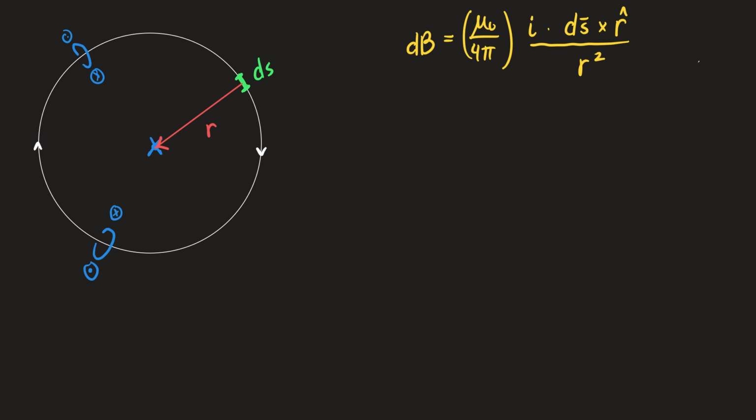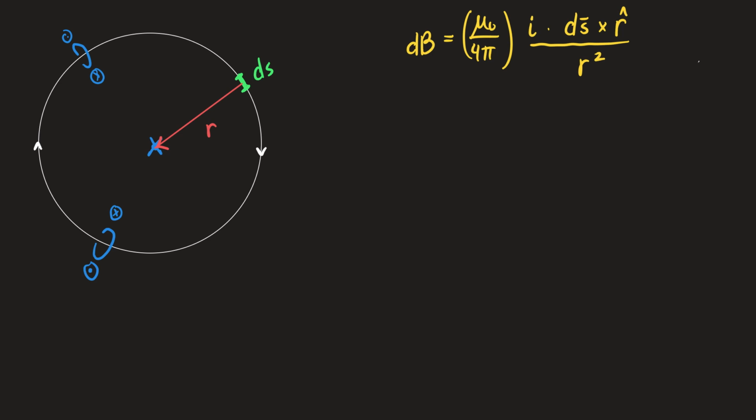And the first thing I'm going to notice before we go any further is that when I compare every possible ds to every possible r, ds and r are perpendicular to each other everywhere in the circle. ds is an arc length. It's going to have a direction that is tangent to the circle, and r points towards the center of the circle. Are we all good with that?